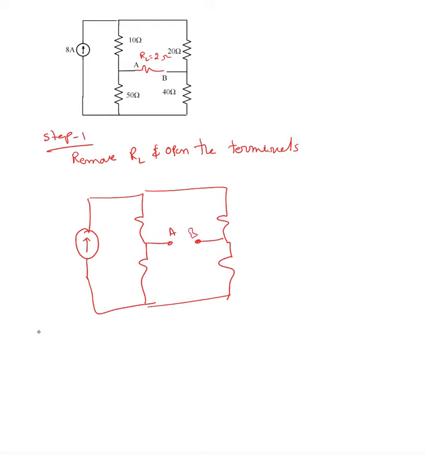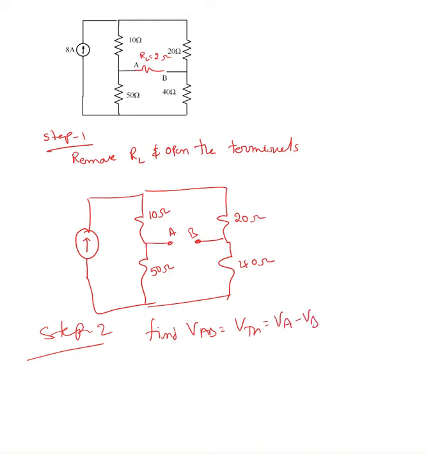So in step 2, find VAB. That VAB equal to VThevenin. That's our goal. VThevenin equal to how much? So here VThevenin equal to VAB, which is VA minus VB. So as long as I find VA minus VB, we're good to go. Now I'm going to ground this. So let me take that as 0 volts.